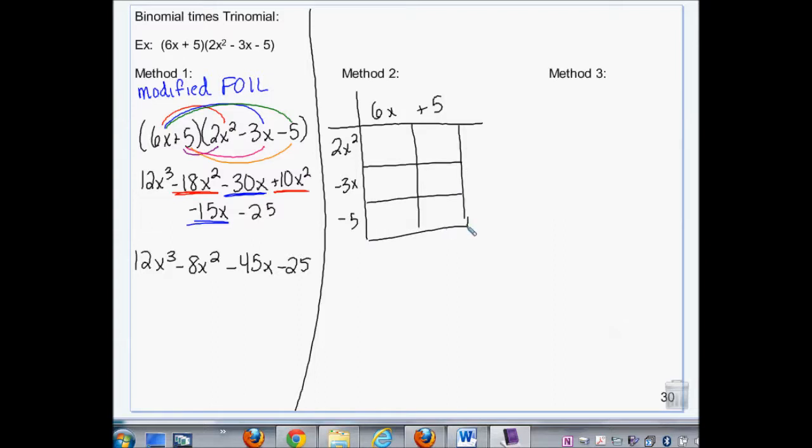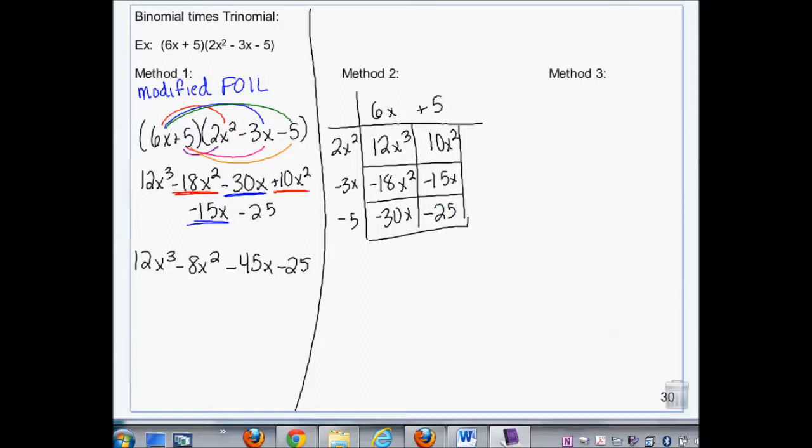So 2x squared times 6x gives me that 12x to the third. 2x squared times 5, 10x squared. Negative 3 times 6 is negative 18x squared. Negative 3x times 5 is negative 15x. Negative 5 times 6x is negative 30x, and negative 5 times positive 5 is negative 25.